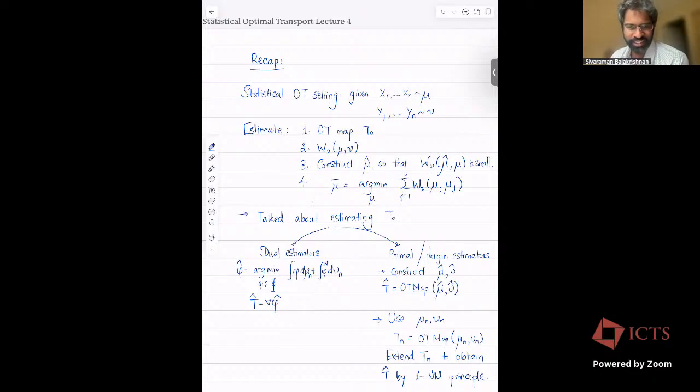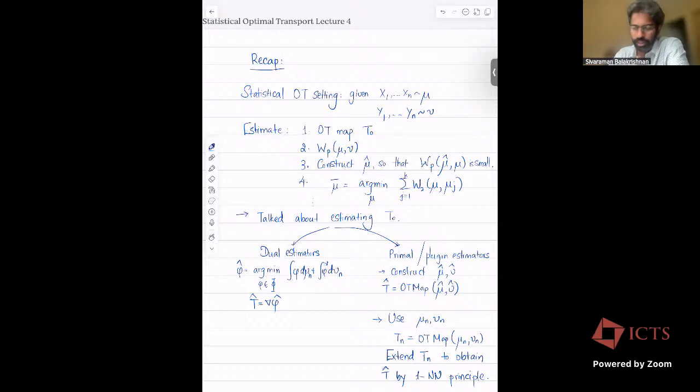So let me begin again with a quick recap of what we talked about in the last lecture, and then we will talk about something which is Wasserstein density estimation as our last topic. So let me recap where we were. We were talking about the statistical optimal transport setting.